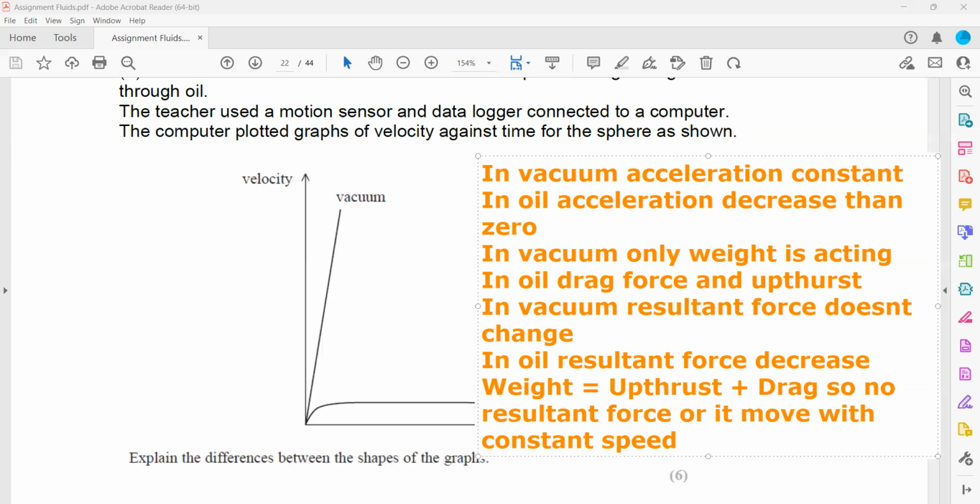So these are the points you have to mention, comparing the speed of the sphere which is falling, one through a vacuum, another one through the oil.